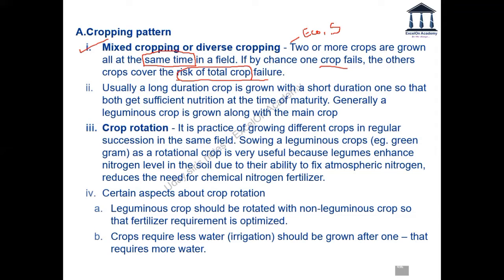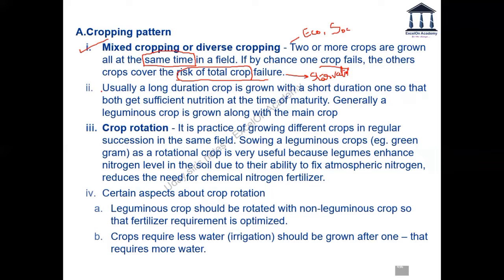There is also a social angle to it. Why am I saying there is a social angle? Because if there is a total crop failure, there is a risk of starvation. So this is about mixed cropping.